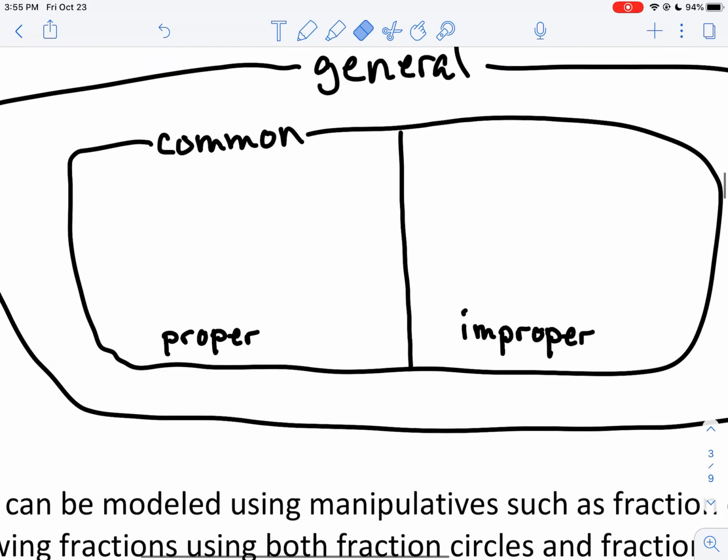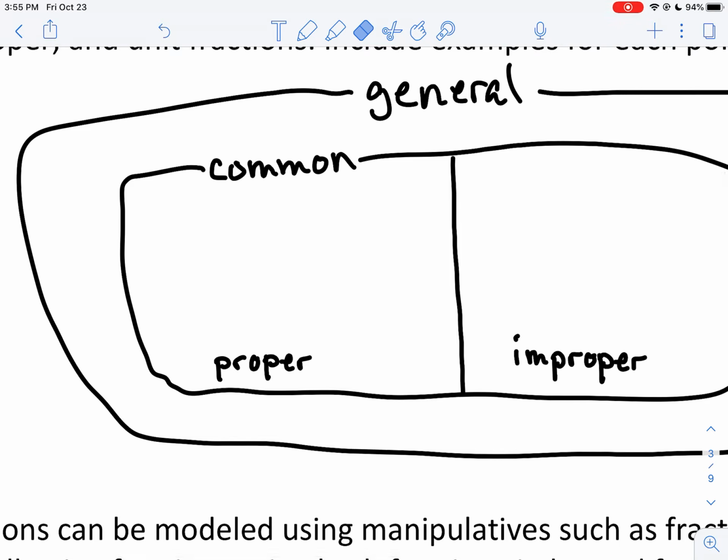Back in our Venn diagram, we're going to consider unit fractions to have denominators that are 2 or higher, which means the numerator is 1 and the denominator is 2 or higher in order to be a unit fraction. That puts unit fractions in the proper. Now, if you want to say that a denominator of a unit fraction could also be 1, then technically unit fractions would be in both portions here. Let me do it this way.